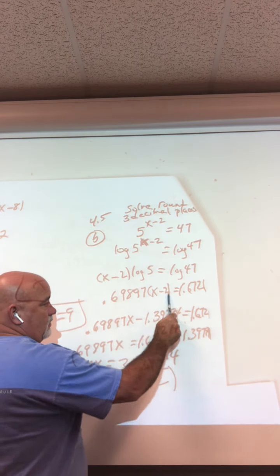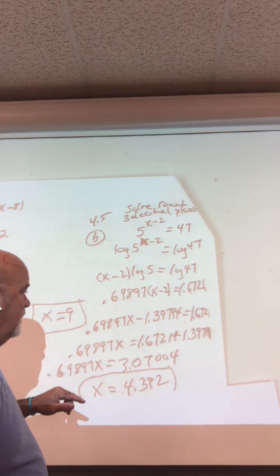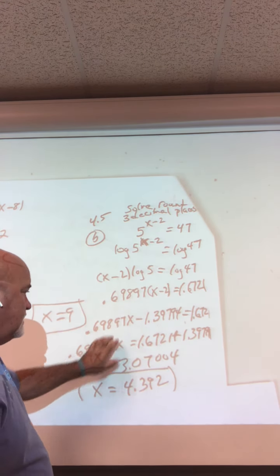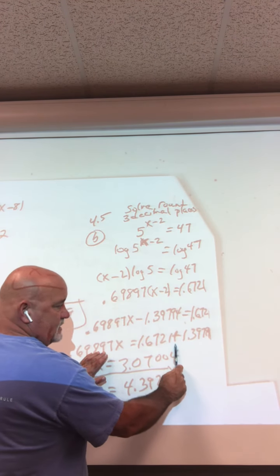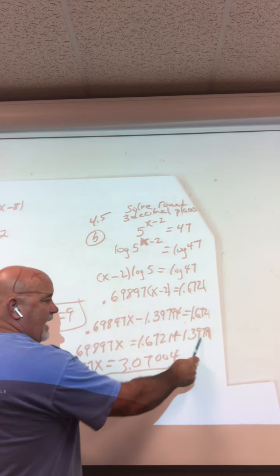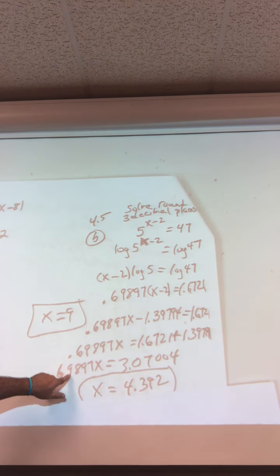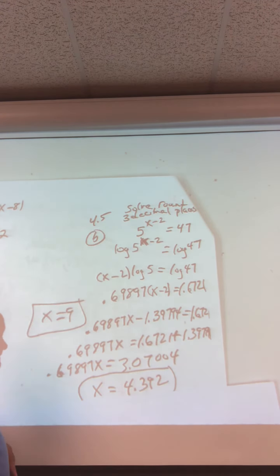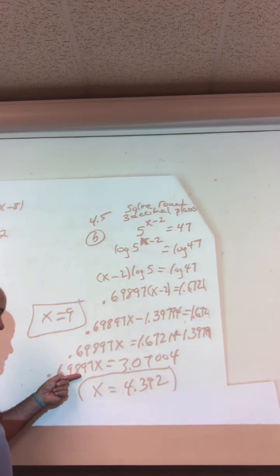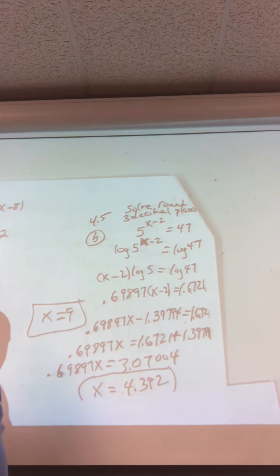When I distribute, I get this. Bring that down. Now get your x's on one side, numbers on the other. So I'm going to move this over to the other side so it becomes plus. Add these two numbers together and then divide by whatever's in front of x. So when you divide 3.07004 by this, you get that. Now when I wrote my final answer, I did round it to 3 decimal places.